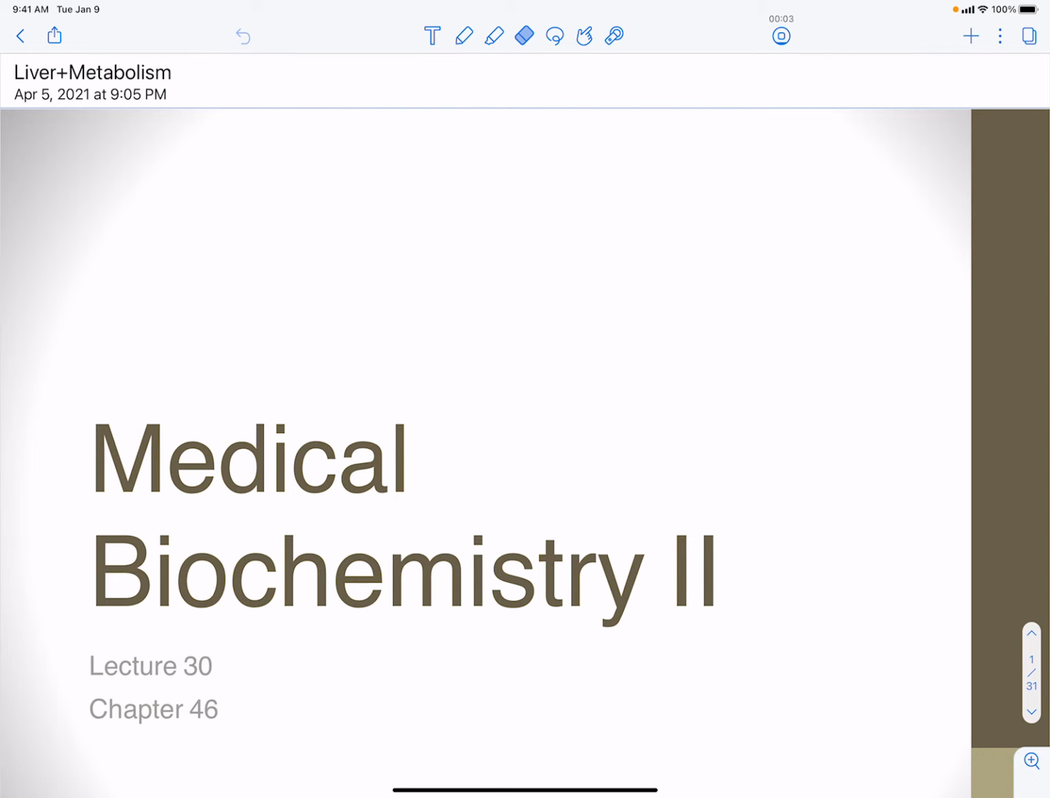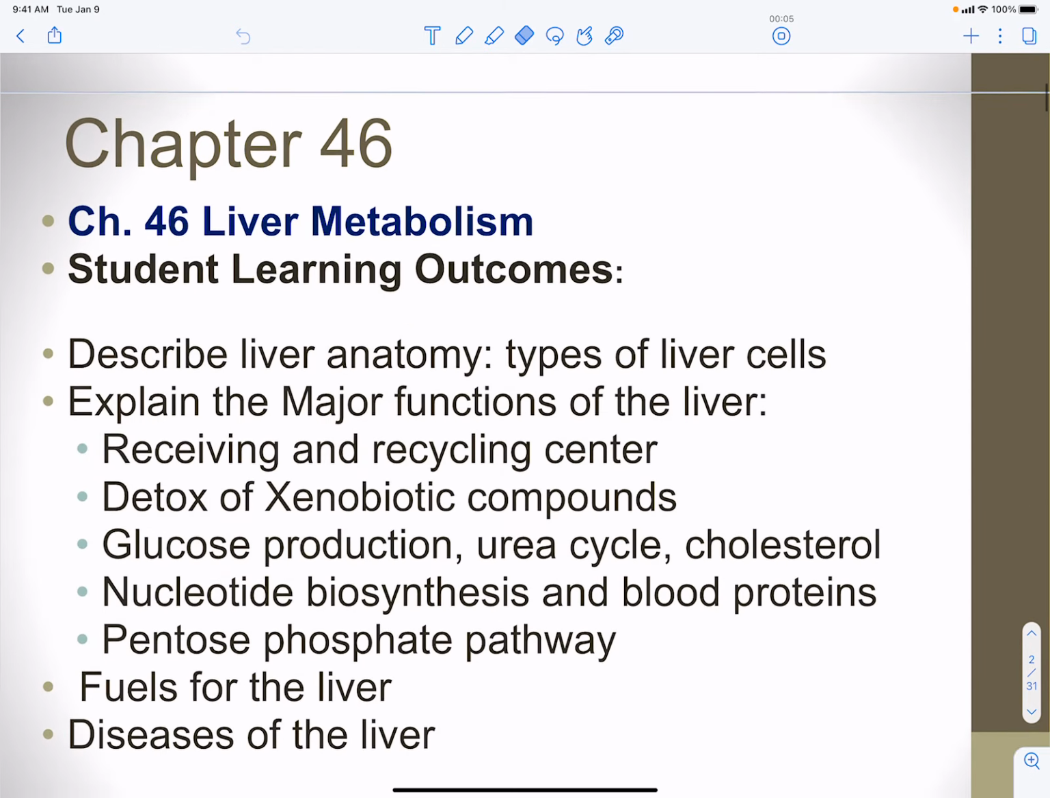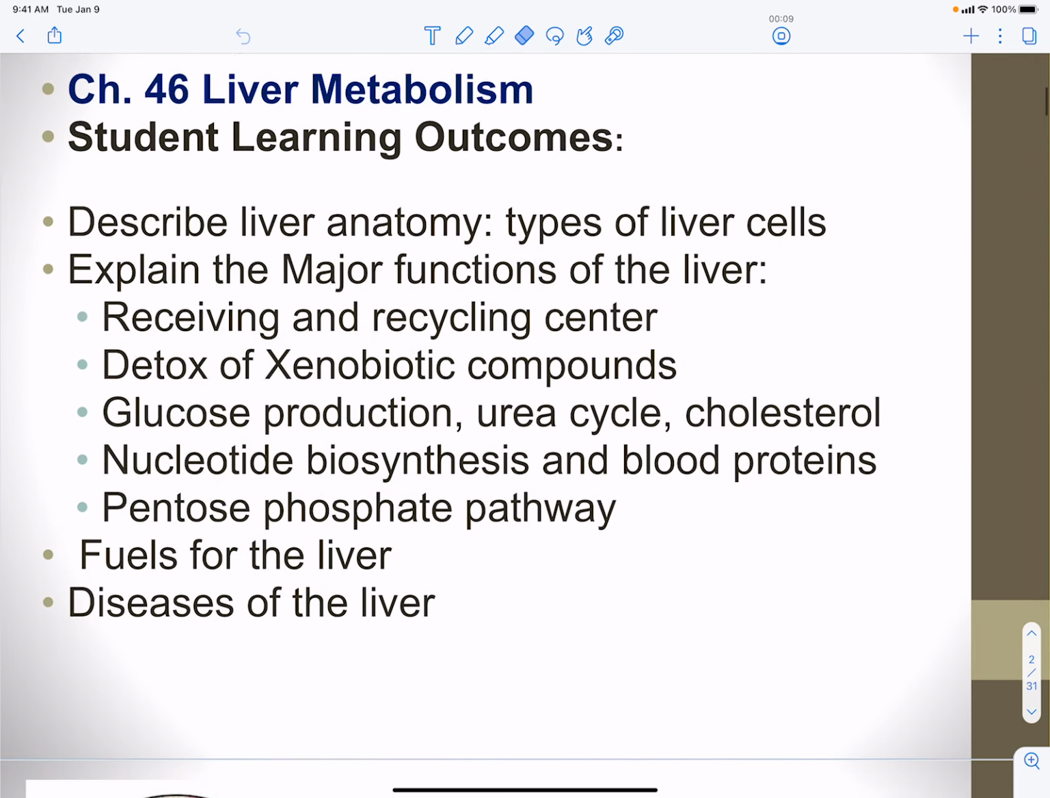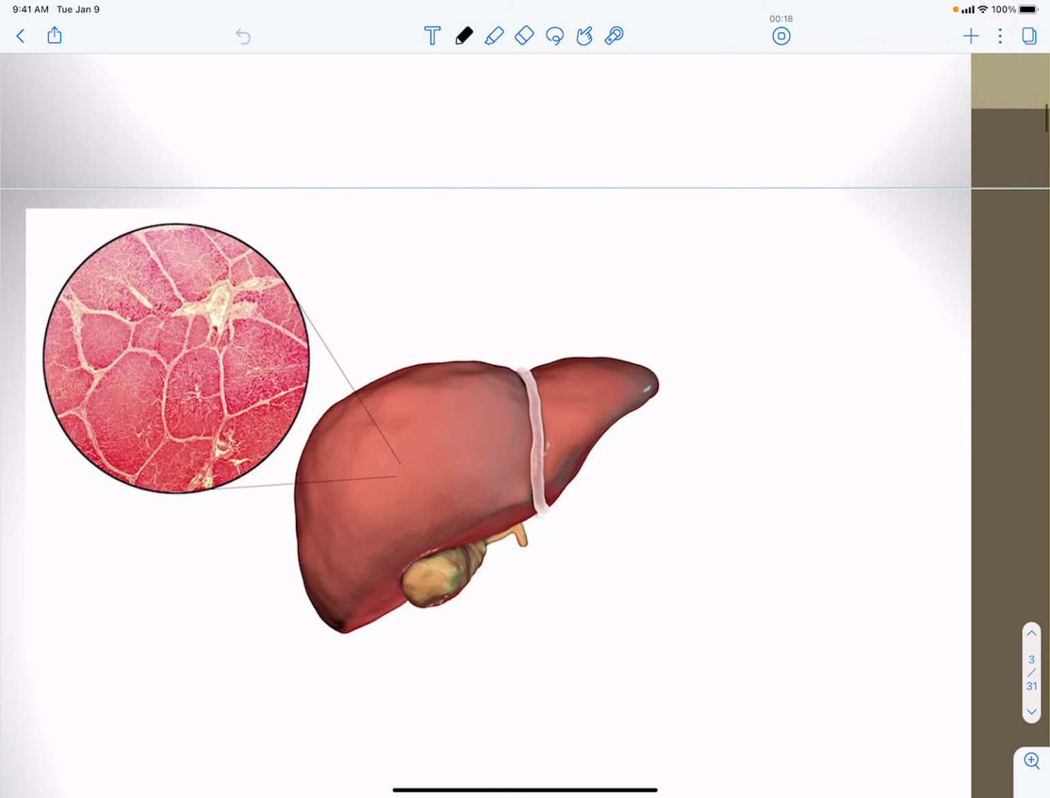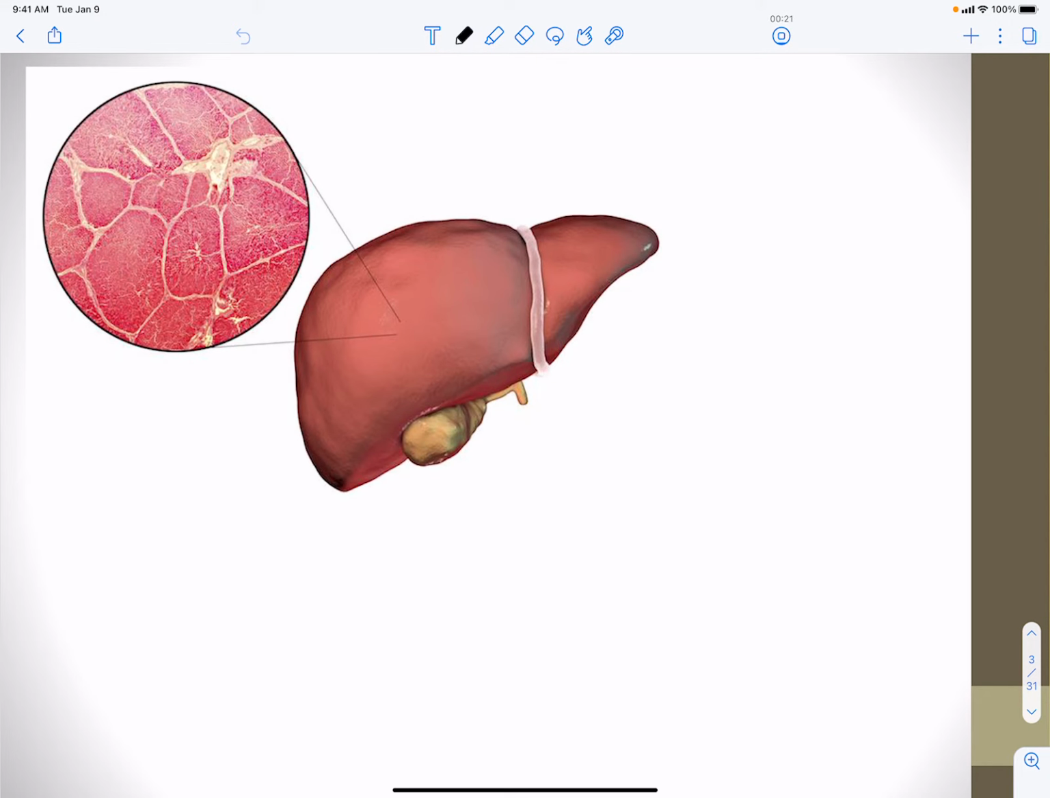Okay, so this next lecture is going to be about liver and liver metabolism. We've already talked quite a bit about the liver, and so a lot of this is going to be review, but there are going to be some new things, especially with respect to detoxing. So the liver, of course, is very important.